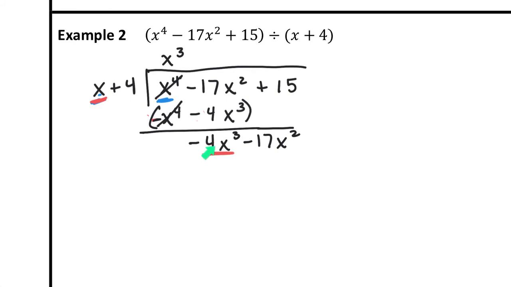What's negative 4x to the 3rd divided by x? That's negative 4x squared. So I'm going to multiply. What's negative 4x squared times x? That's negative 4x to the 3rd. Then what's negative 4x squared times 4? That's negative 16x squared.